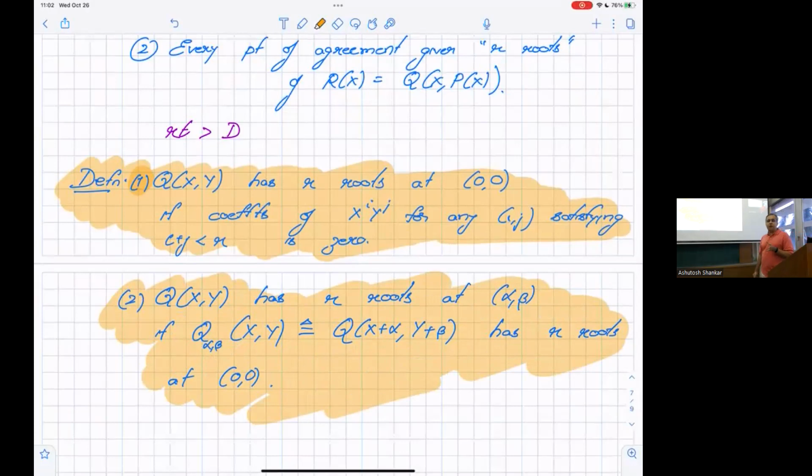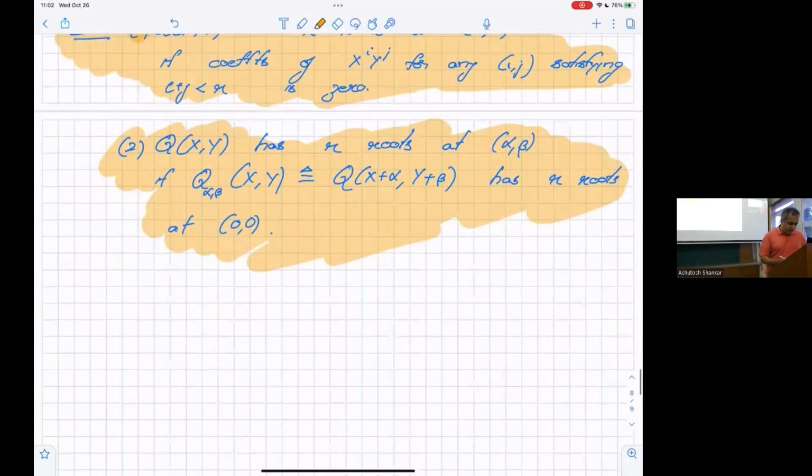So that's going to be my definition of the fact that a multivariate polynomial has r roots at a particular point. We just translate the point to the origin and then say that all the coefficients of all the monomials of degree less than r are all 0. That's order r squared. In fact, for bivariate, it's exactly r plus 1 choose 2. And that number will be important, but let's see that exactly now.